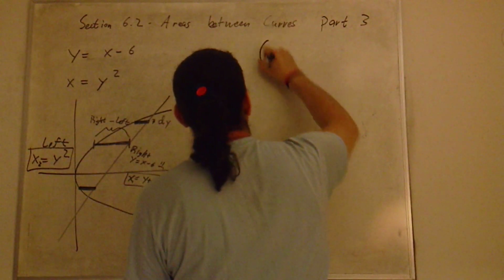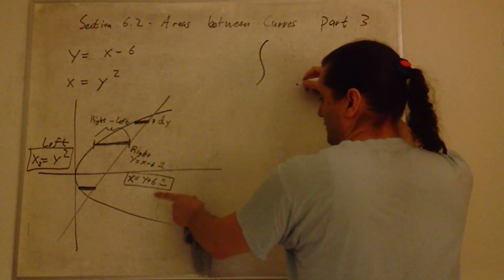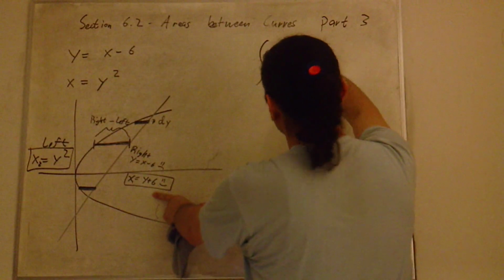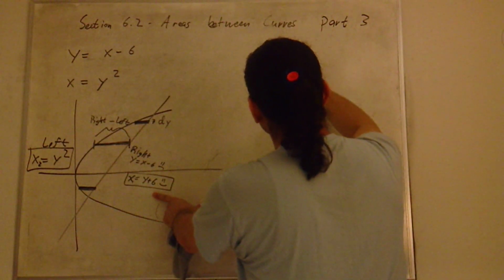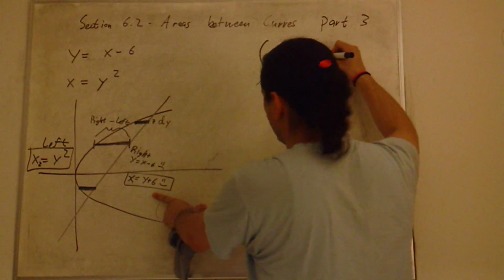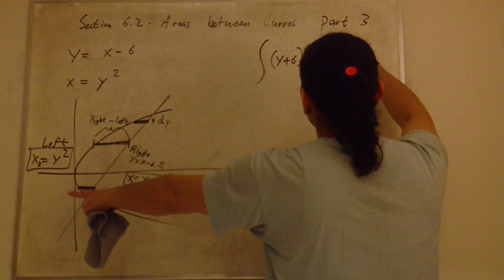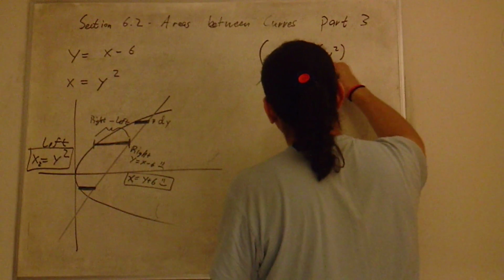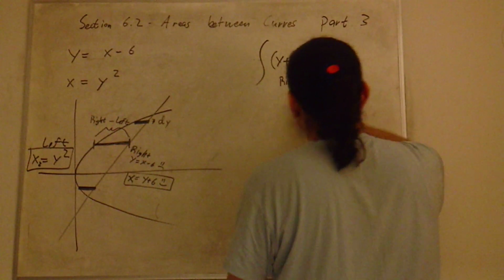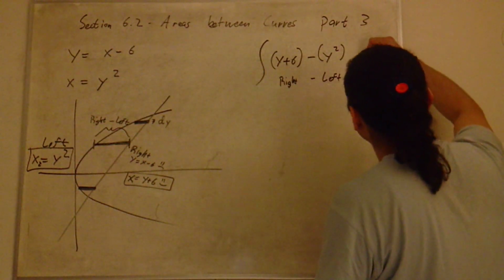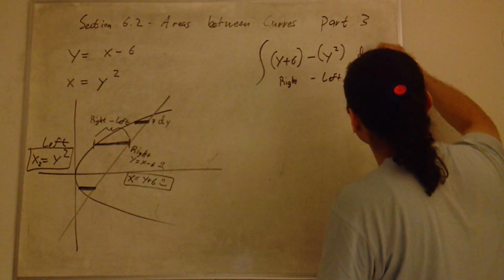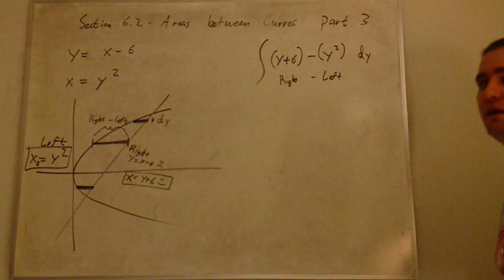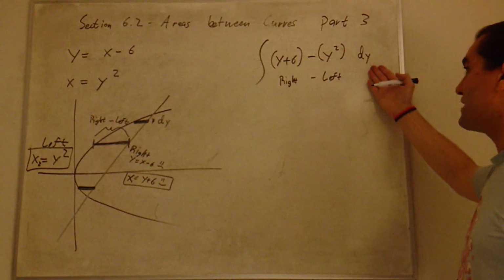The size of each of these rectangles is going to be the right function, which is y plus 6, minus the left function, which is y squared. This is the horizontal dimension. The vertical dimension is going to be dy. And this is going to help us out a lot.